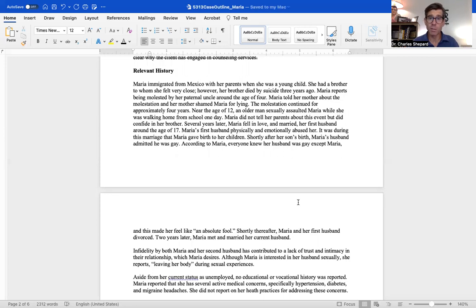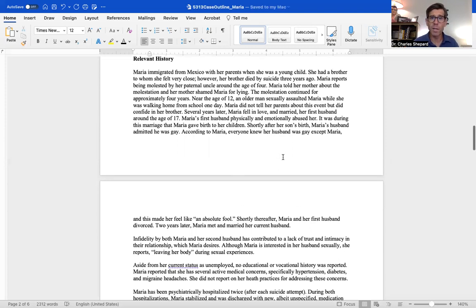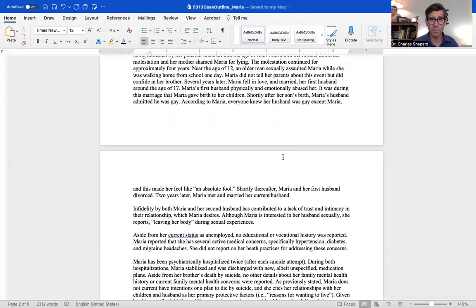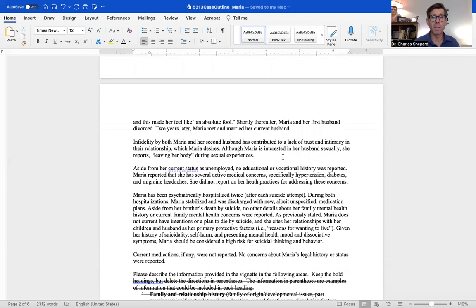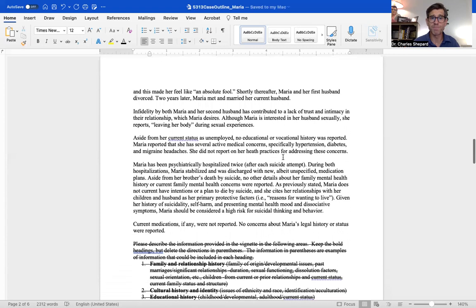Several years later, Maria fell in love and married her first husband around the age of 17. Maria's first husband physically and emotionally abused her. It was during this marriage that Maria gave birth to her children. And shortly after her son's birth, Maria's husband admitted he was gay. And according to Maria, everyone knew that her husband was gay except her. And this made her feel like an absolute fool. Shortly thereafter, Maria and her first husband divorced, and 2 years later, Maria met and married her current husband.